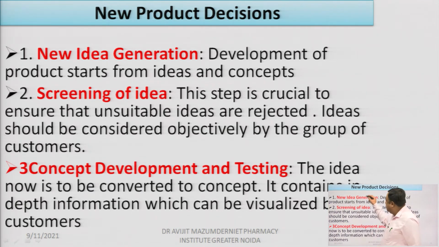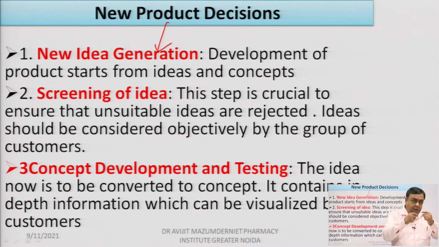So, the new product decision begins with the generation of a new idea. New idea generation. Development of a product starts from ideas and concepts. First of all, the idea needs to come up in your mind. And from that idea itself, that will materialize, that will be depicted in the form of a product. You may have thousands and thousands of ideas, but all will not be turned into a product.